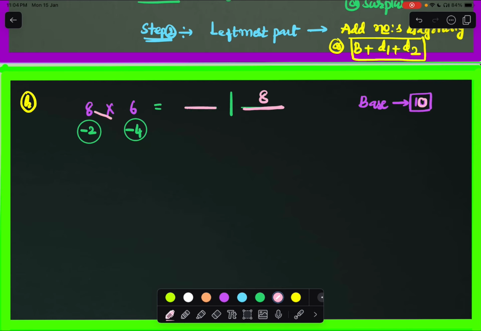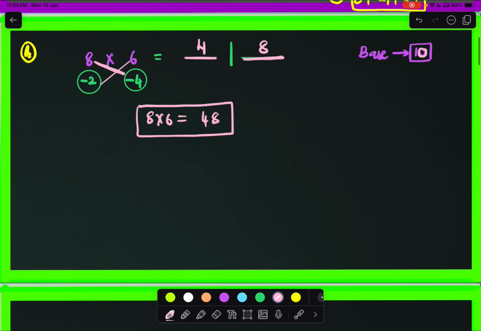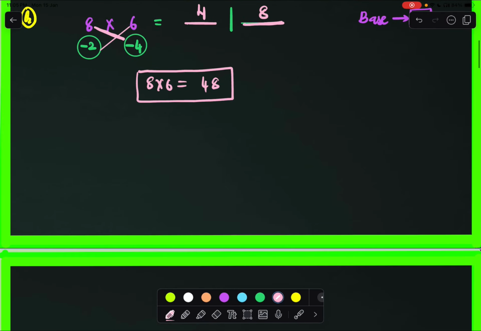How to get the leftmost part of the number? Add them diagonally. 8 plus minus 4 gives 4. 6 plus minus 2 is also 4. Or 10 plus deficiency 1 minus 2 plus deficiency 2 minus 4, so 10 minus 6 also gives 4. And finally, 8 times 6 equals 48. Once you apply this and get familiar, when numbers are bigger also, you can handle them very comfortably, right?